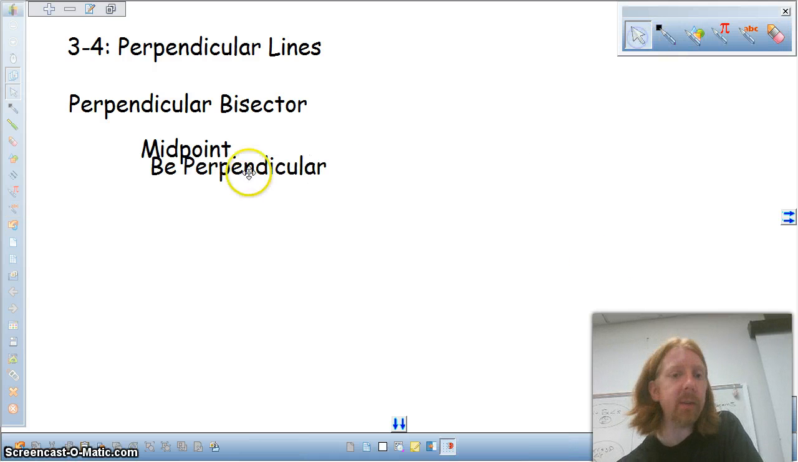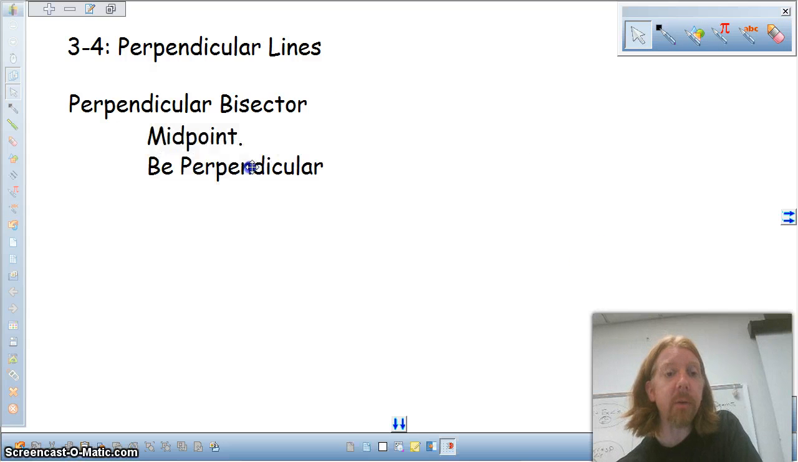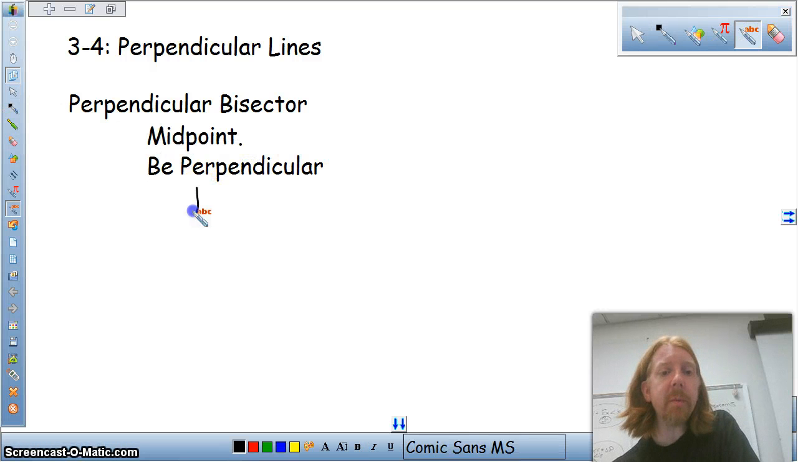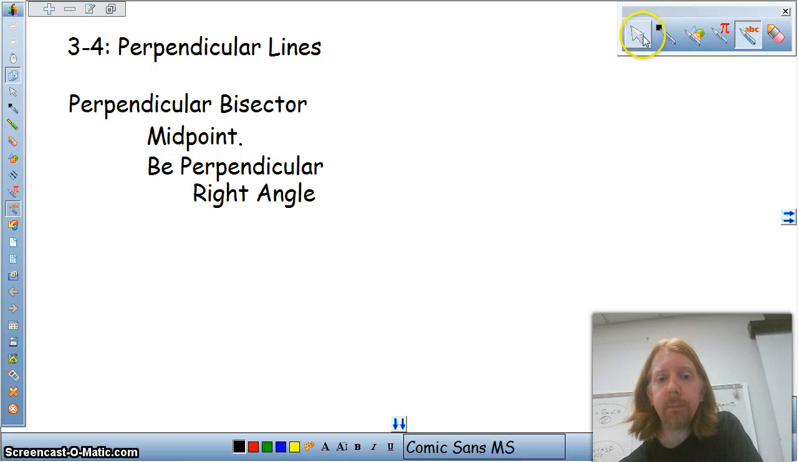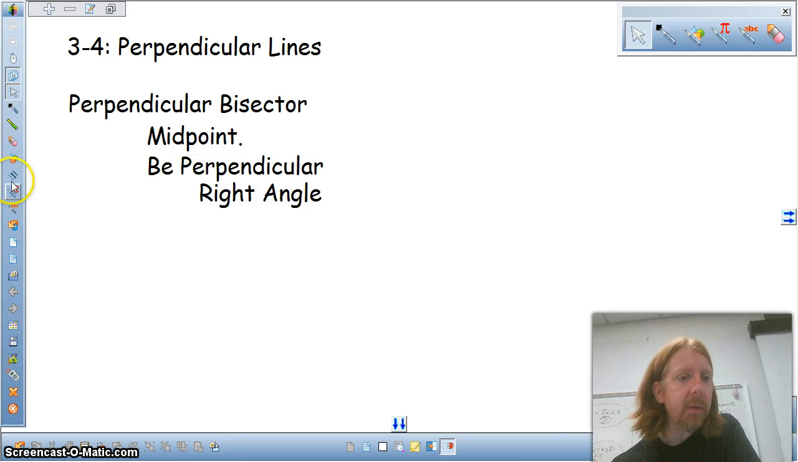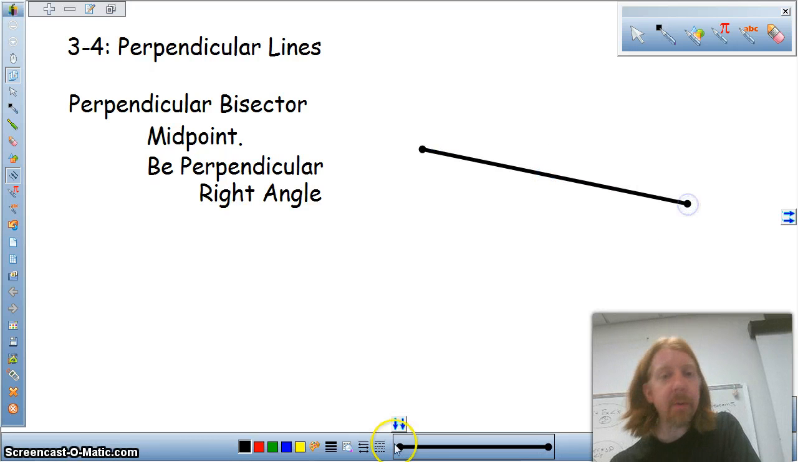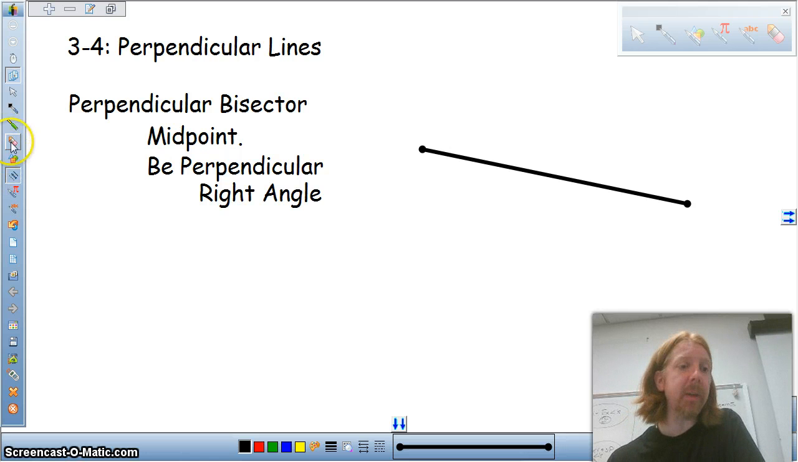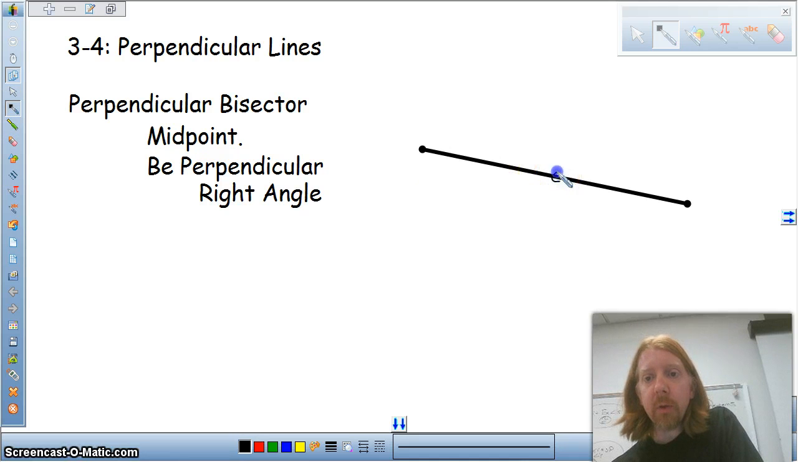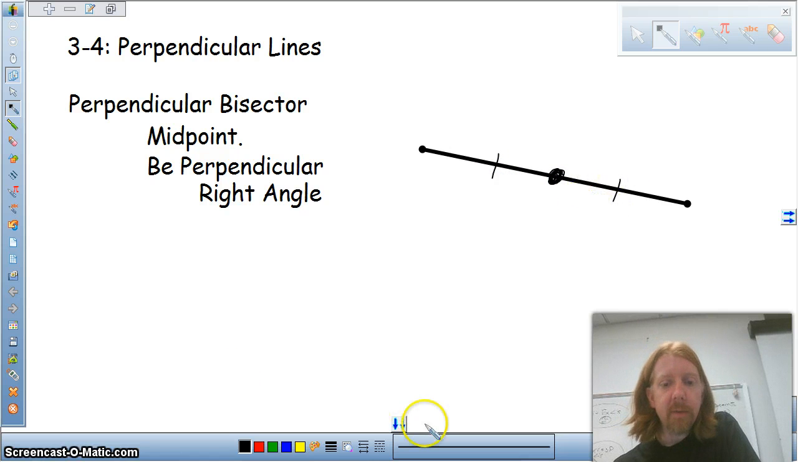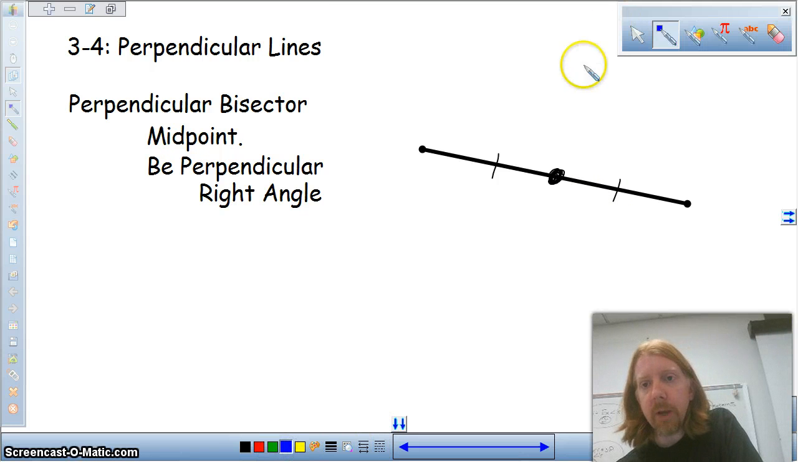So let me draw an example of this. Oh, and I guess we should also write down the reminder that when we talk about perpendicular, we're talking about that right angle. Okay, so remember that. Now, let's draw a segment here. There's my happy little segment. If I want to talk about the perpendicular bisector of that segment, that means I'm looking at something that passes through its midpoint. So it cuts it in half. Then, in addition, it's going to do it in a way that passes through.